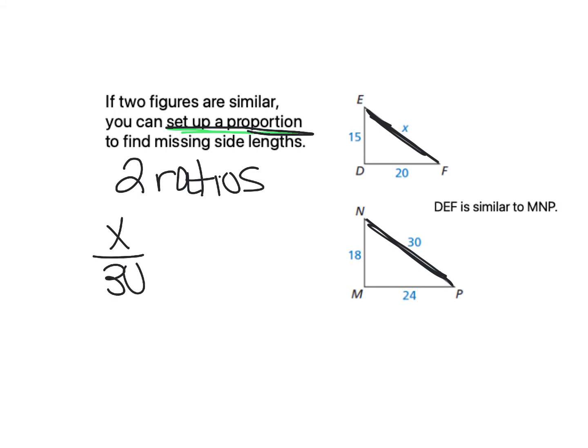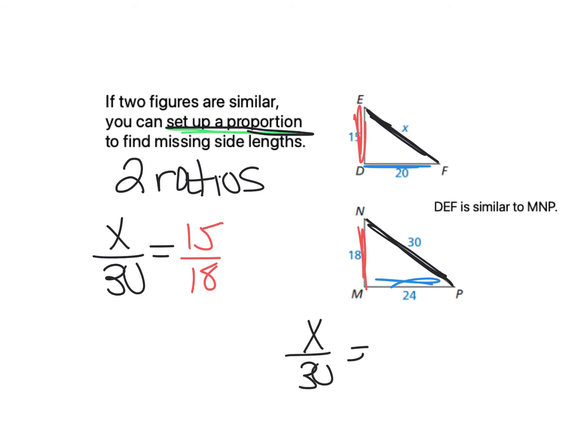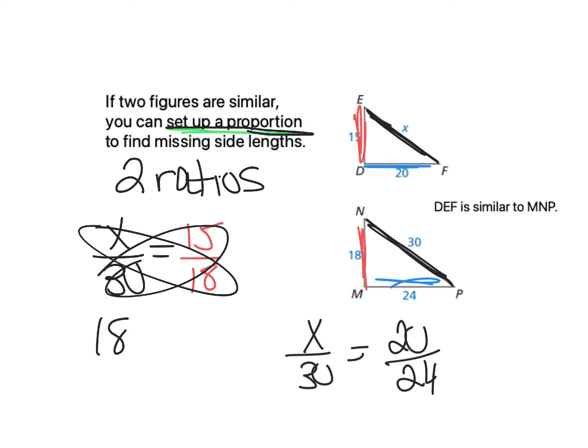Okay, that's just going from my top shape to my bottom shape. And then on the other side, I could either have 15 over 18, or I could have 20 over 24. It doesn't matter which one you have, okay? We could also set it up as x over 30 equals 20 over 24, and either way, we will get the same answer. So when we do our cross product, we would have 18x equals 450, okay? So if we had 450 divided by 18, x is 25.